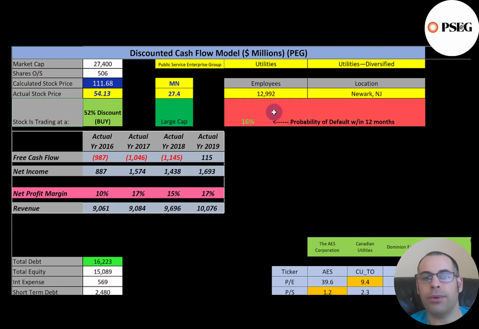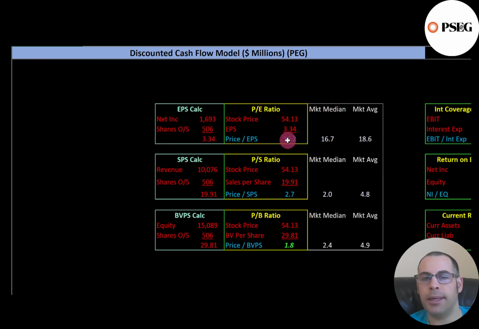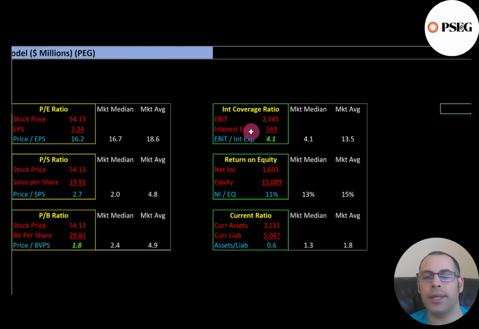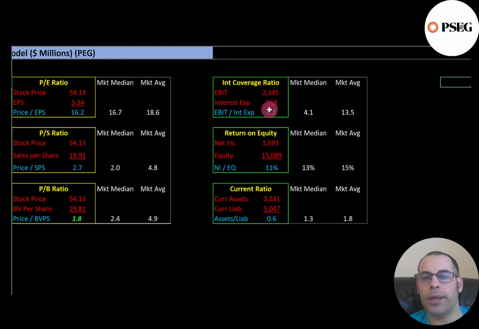Let's look at the financial ratios. Decent PE and price to sales, and a good price to book. PE is stock price over earnings per share. They're at 16.2. Price to sales is stock price over sales per share. They're at 2.7. Price to book is stock price over book value per share. They're at 1.8. Good interest coverage ratio, that's EBIT over interest expense. They're at 4.1.